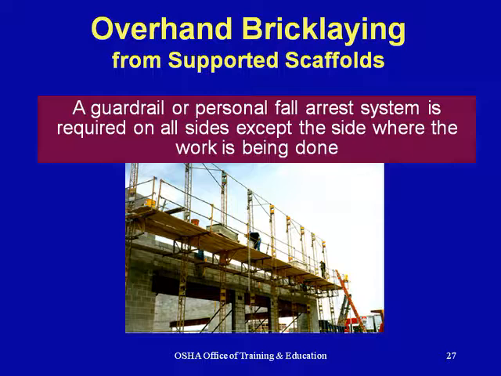Overhand bricklaying from supported scaffolds. A guardrail or personal fall arrest system is required on all sides except the side where the work is being done.